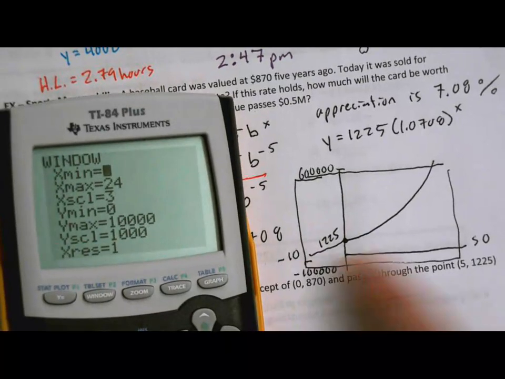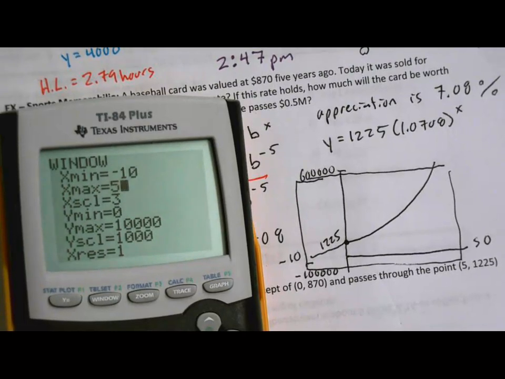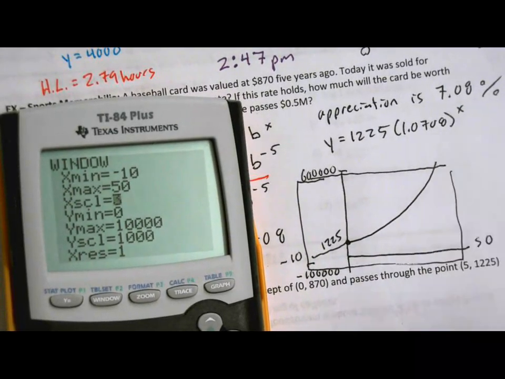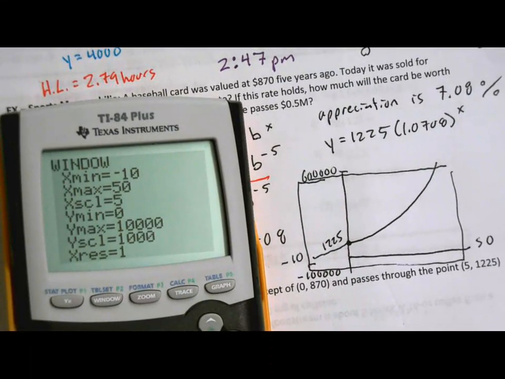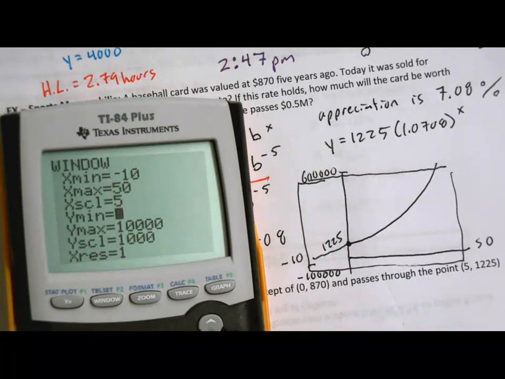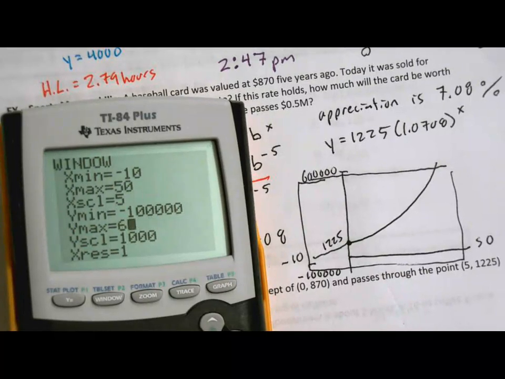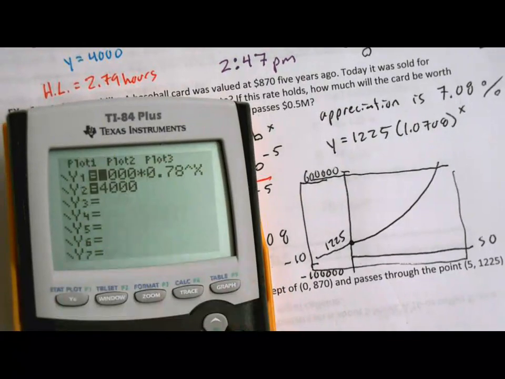So my x is going from negative 10 to 50. I know that'll get me back far enough in time. I don't know if 50 is going to be enough time, but we'll leave it like that. I'm going to put tick marks every 5 years. I want my y to go from negative 100,000 to 600,000. Then I'll type in my equation.